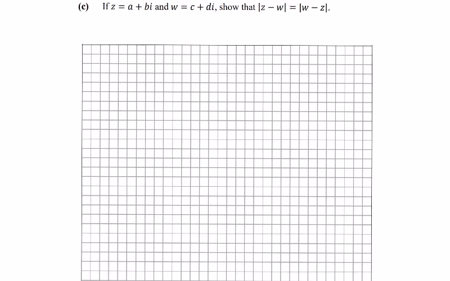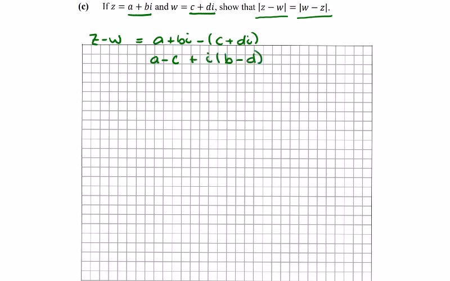This question deals with modulus. The modulus of z minus w, show it's equal to the modulus of w minus z. And we're given z and w in terms of a, b, c, and d, and i. So z minus w, what's that equal to? It's equal to a plus bi minus c plus di. That's equal to a minus c, we put the real parts together, and then plus i times, we're going to have b minus d.